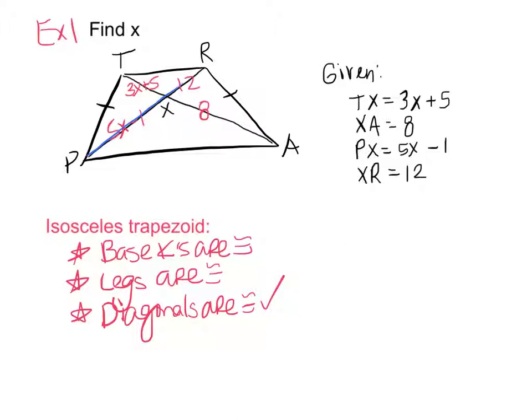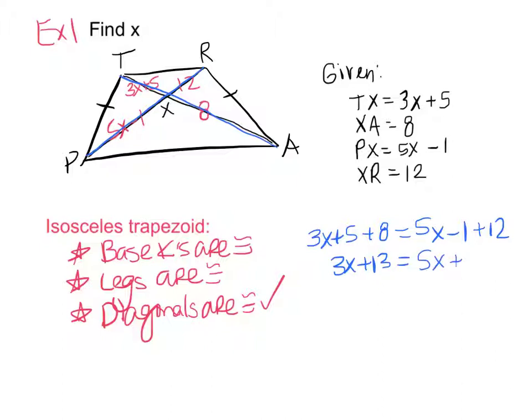That means that this entire diagonal is equal to this entire diagonal, so 3x plus 5 plus 8, that's one diagonal, should be equal to 5x minus 1 plus 12. And if I combine like terms, that's 3x plus 13 equals 5x plus 10.